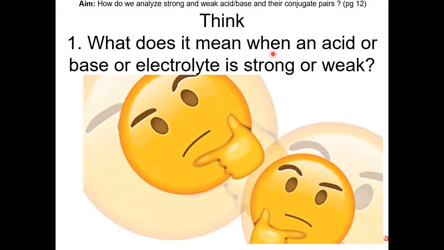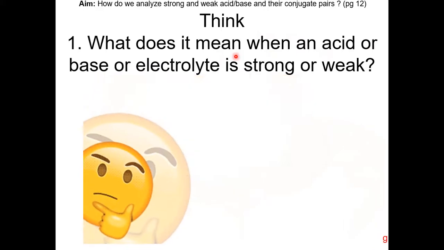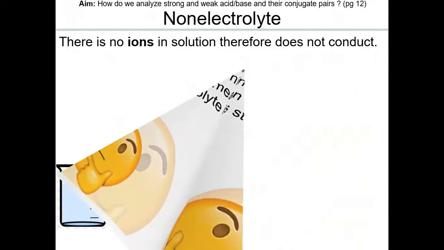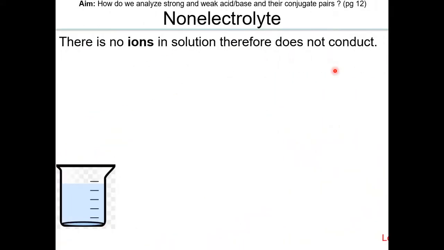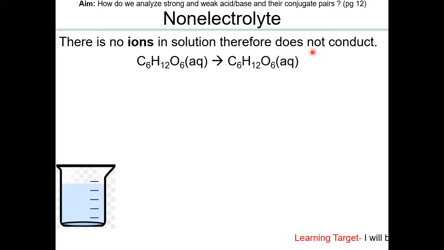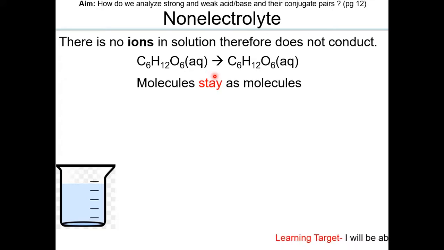What does it mean when an acid or base or an electrolyte is strong or weak? Let's first start with non-electrolyte. A non-electrolyte is when there are no ions in solution, therefore it does not conduct electricity. So here's an example. Here we have sugar dissolved in water. Sugar is a non-electrolyte. As you can see from the chemical equation, the molecule does not break up into ions. The molecules stay as molecules.